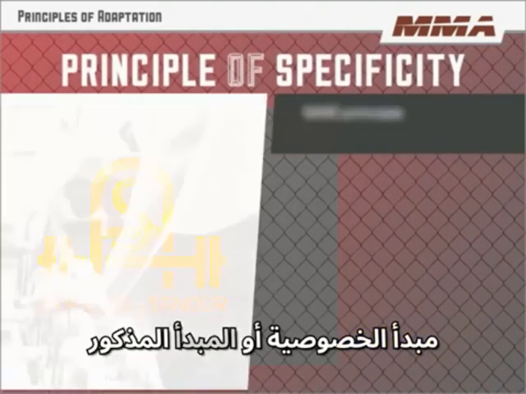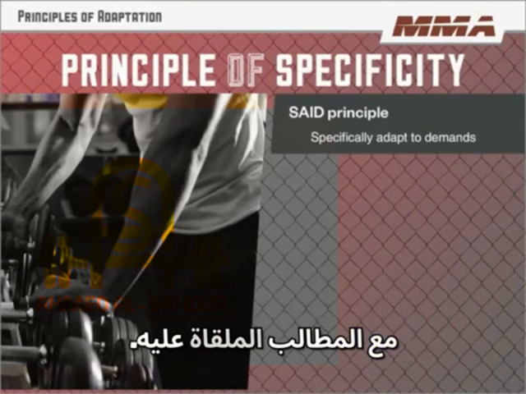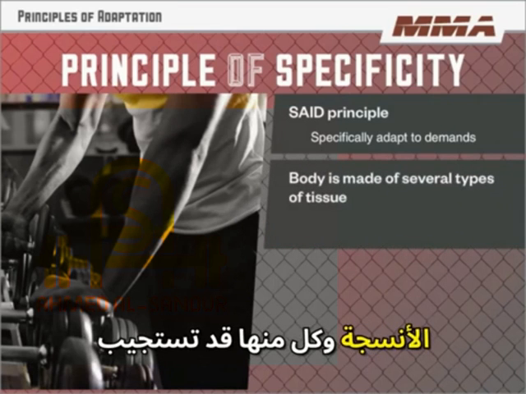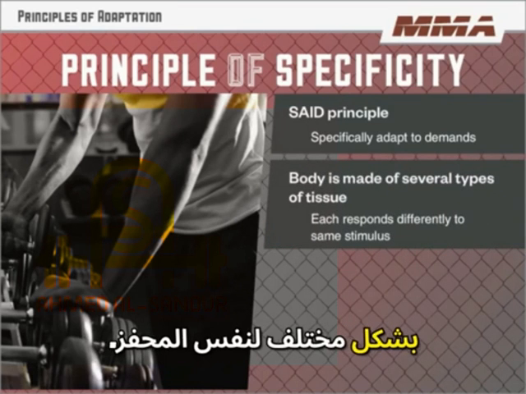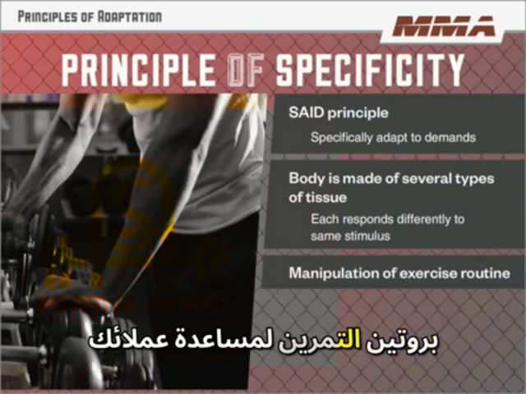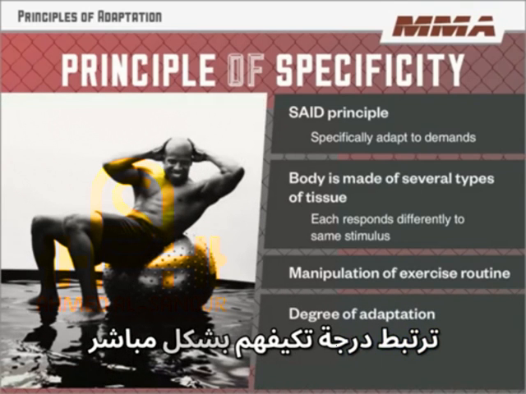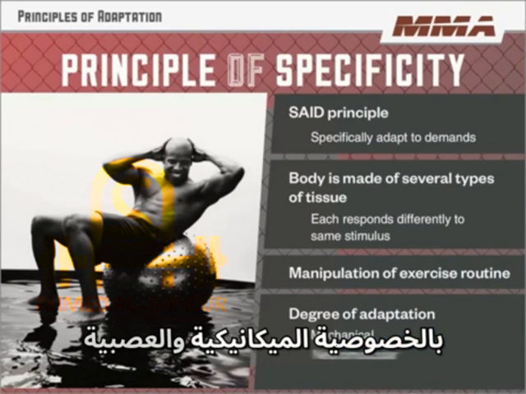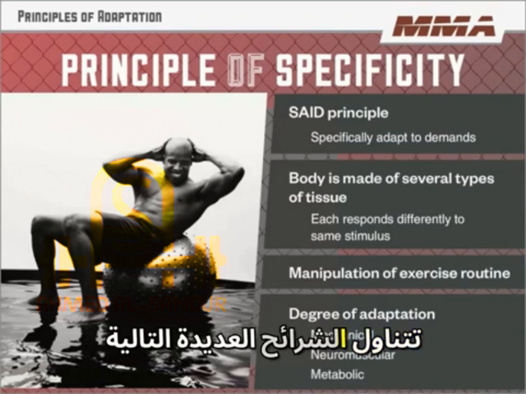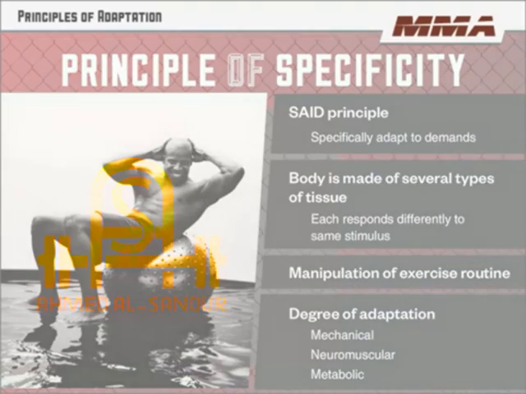The principle of specificity, or the SAID principle, means the body will specifically adapt to demands placed on it. When applying the SAID principle, remember that there are many types of tissues, and each may respond differently to the same stimulus. You need to consistently manipulate the exercise routine to help your clients meet their goals. Their degree of adaptation directly relates to the mechanical, neuromuscular, and metabolic specificity of the training program. The next several slides describe these principles of specificity in more detail.